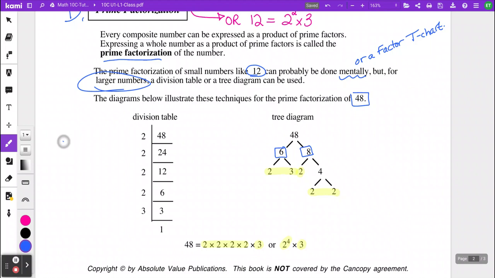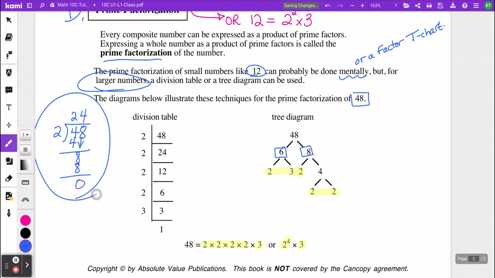Now, how would they do that with a division table? Well, normally we see long division like this. We would see 48, divide it by 2, we'd get a 2, we put a 4, the 8 comes down, 2 times 4 is 8, we get 0. So that's called long division. That is different than a division table. A division table, the division sign is upside down, okay? It looks like an L, and that's how we start.